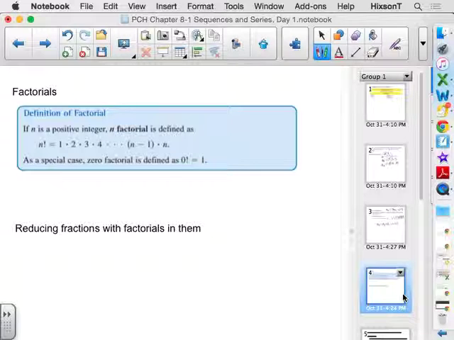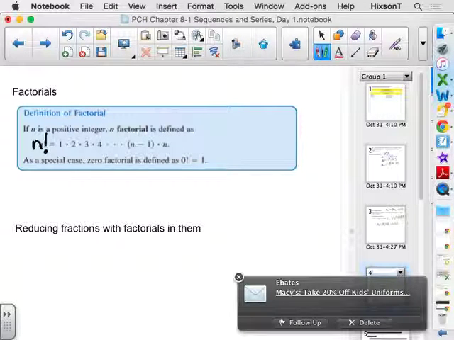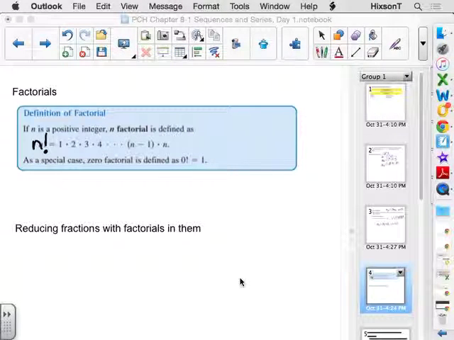We have n with the exclamation point. Okay? That means n factorial. And this is actually an operation, like multiplication, addition, subtraction, those operations. This operation, though, says that we need to multiply all the integers up to whatever that number is.